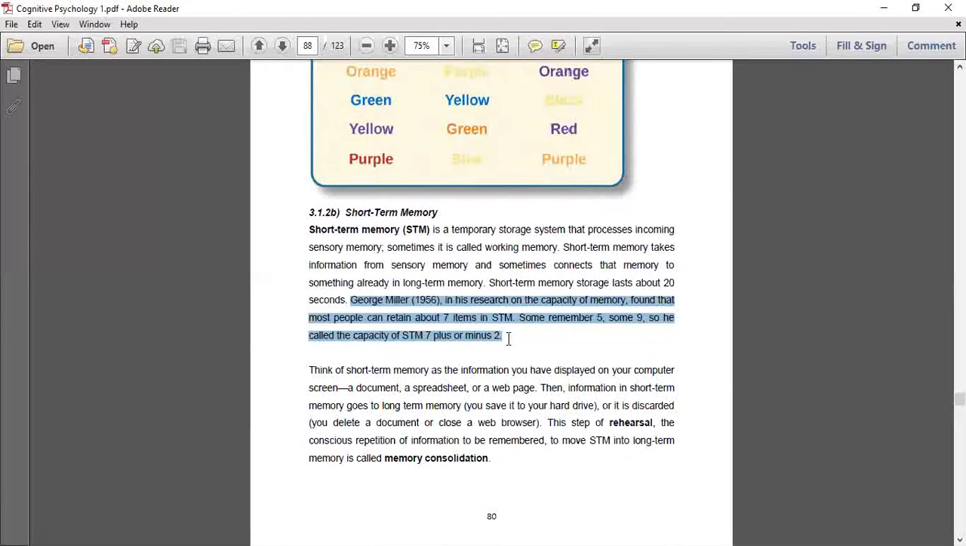So when you look at short-term memory, it's a temporary storage that processes incoming sensory memory. Sometimes it's called working memory. It depends on the research book that you are using. Some write short-term memory or working memory. Some try to differentiate it.